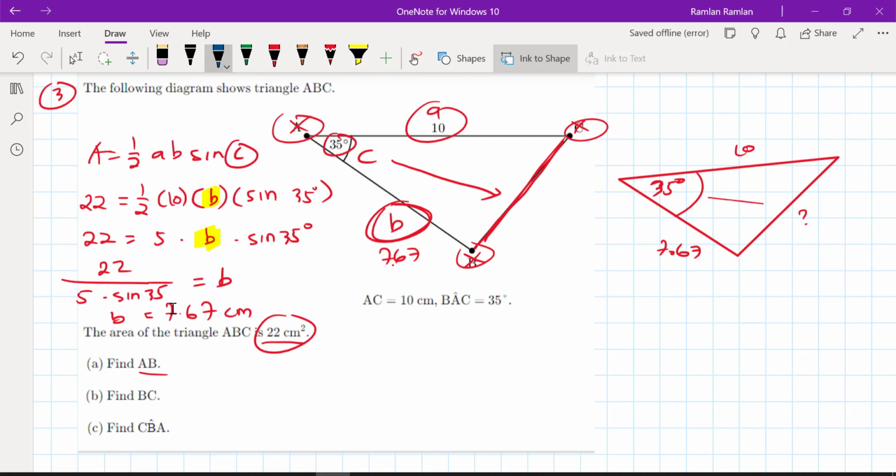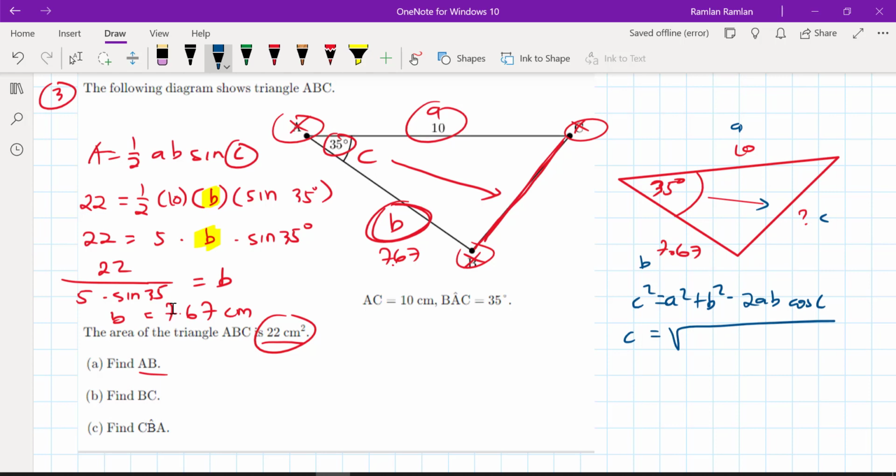If we use the cosine rule, c squared equals a squared plus b squared minus 2ab cosine C. So this side over here is going to be c, right? And these are going to be a and b, because those two sides form this angle over here. Which means that this side length c is going to equal the square root of c squared.